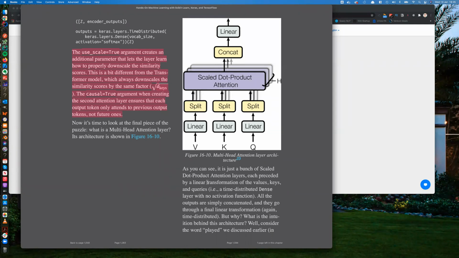So I think I'll read this bit. As you can see, it is just a bunch of scaled dot product attention layers. So this is what multi-head is. Each is preceded by a linear transformation of the values, keys, and queries, i.e. a time-distributed dense layer with no activation functions. All the outputs are simply concatenated, and they go through a final linear transformation, again time-distributed. But why? There's concatenation happening and some linear transformation. Why are we doing that?